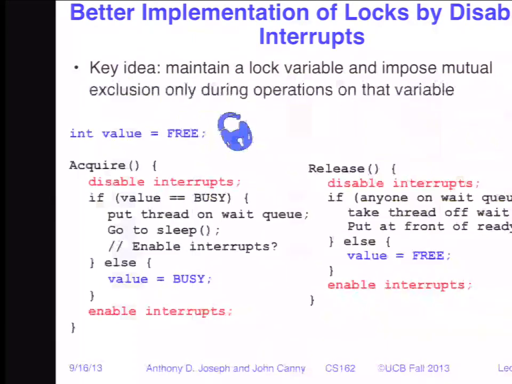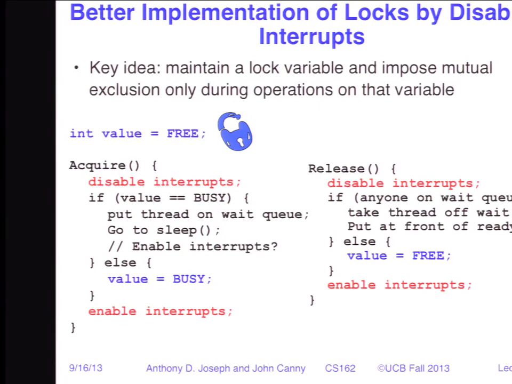So the question is, does this work for two threads? It'll work for n threads. We could have as many threads as we want, right? And we're going to guarantee that only one thread at a time is going to be able to come in and look at the lock variable and manipulate the lock variable or manipulate the wait queue, right?